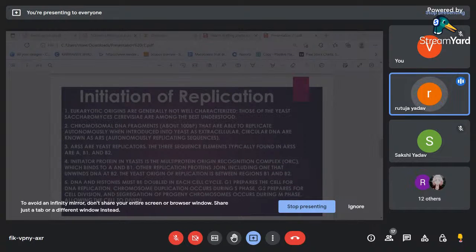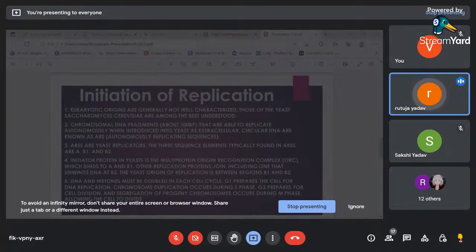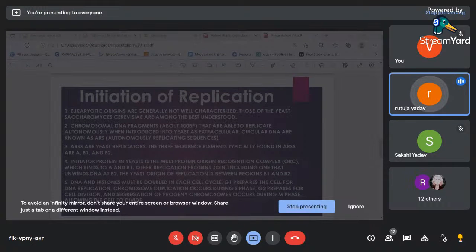Chromosomal DNA fragments, about 100 base pairs, that are able to replicate autonomously when introduced into yeast as extrachromosomal circular DNA are known as ARS. ARS are yeast replicators. The three sequence elements typically found in ARS are A, B1, and B2. The initiator protein in yeast, the multiprotein origin recognition complex, binds to A and B1. Other replication proteins join, including one that unwinds DNA at B2. The yeast origin of replication is between region B1 and B2.